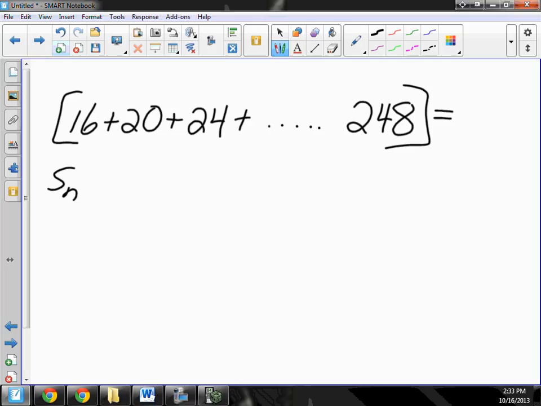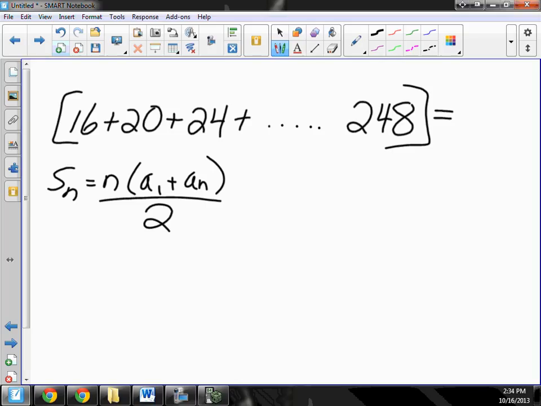S sub n equals n times a sub 1 plus a sub n over 2. Now, everything we do today is going to be arithmetic, just as a heads up. So we're always going to be using this formula. Do I know n? No. Do I know a sub 1? Yes. Do I know a sub n? Yes.